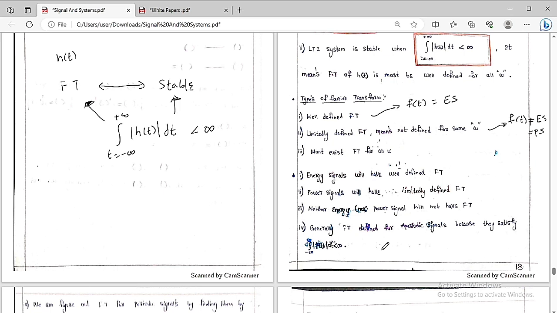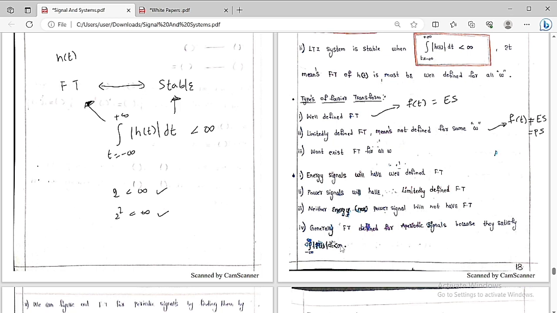I have already told you, if a given signal is absolutely integrable, that is, the integral from minus infinity to plus infinity of mod of f of t dt is less than infinity, then the integral of mod of f of t whole square dt is also less than infinity. See, suppose 2 is less than infinity, then 2 square is also less than infinity. So definitely we can say, if this is less than infinity, this is also less than infinity.